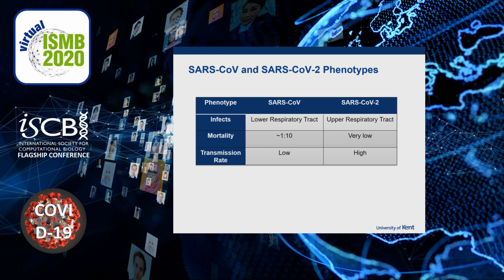So SARS-CoV and SARS-CoV-2, despite being of the same virus family and sharing homology in a large proportion of their proteins, they actually have very different phenotypes. SARS-CoV infects the lower respiratory tract, has a mortality rate of around 1 in 10, and has a low transmission rate, whereas SARS-CoV-2 invades the upper respiratory tract, has a low mortality rate, but a very high transmission rate, which is how it's able to spread so easily across the globe.